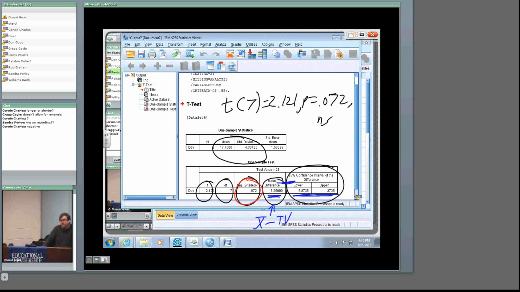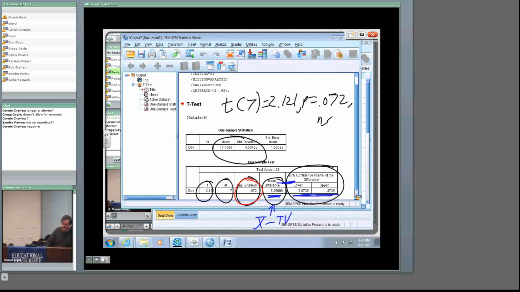Now, what key number is captured within that confidence interval? 0. That means the mean difference might be 0. And if the difference is 0, there's not a significant difference. That's why whether 0 is in the confidence interval or not corresponds to whether we have significance or not. Let me say that again.